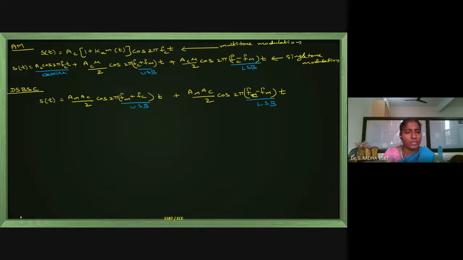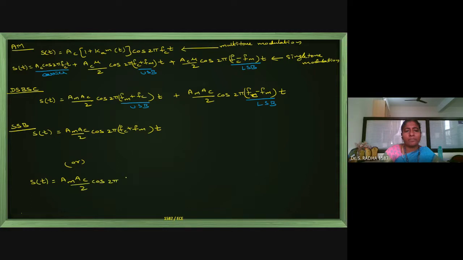Coming to SSB, only one sideband will be present in SSB. So s(t) can be AmAc/2 cos 2π(Fc + Fm)t, only the upper sideband. Otherwise, s(t) = AmAc/2 cos 2π(Fc − Fm)t. If the upper sideband is there, Fc + Fm. If the lower sideband alone is considered, Fc − Fm.